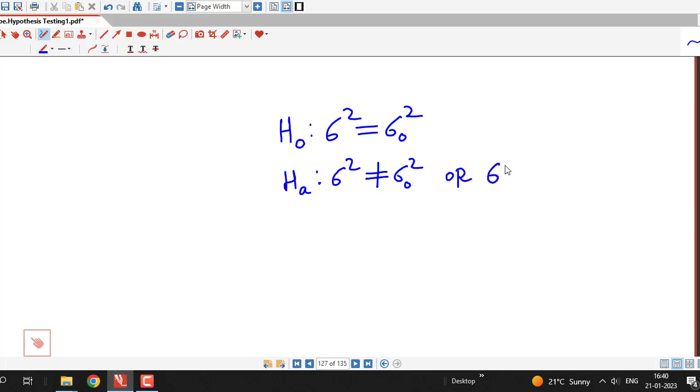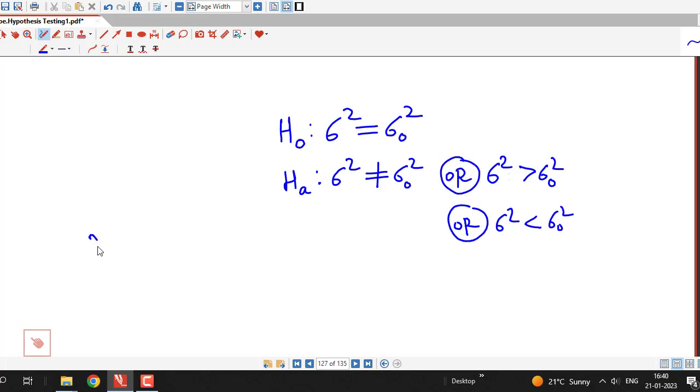So, in short, if we want to test the hypothesis related to population variance, then first we have to decide the null and alternative hypothesis. So we assume that the population variance is equal to some specified value, and we have three possible alternative hypotheses. Either sigma square is different from sigma 0 square, sigma square is greater than sigma 0 square, or sigma square is less than sigma 0 square.